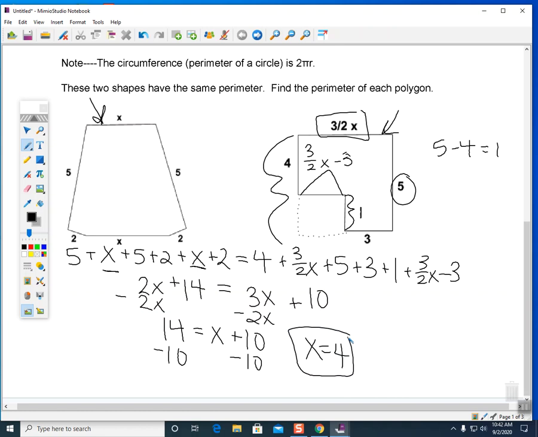Am I done? No, I'm not done yet. What is this asking me? It's asking me to find the perimeter of each polygon. I know that these two perimeters are equal to each other, so is there one shape that seems a little easier to figure out the perimeter of than the other? Probably this guy, right? So I already know that all of my constants add up to 14. And so I've got 14 plus 2 more 4s. 14 plus 8 is going to give me 22. So my perimeter is 22 units. And it will be 22 units for both of them.